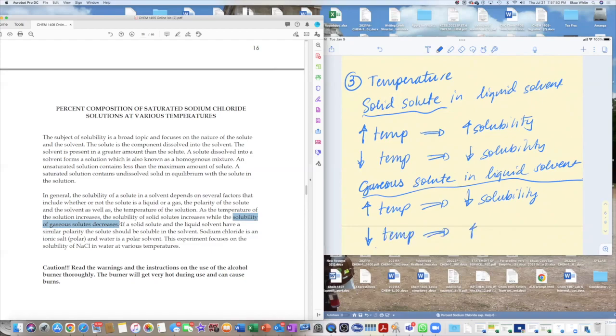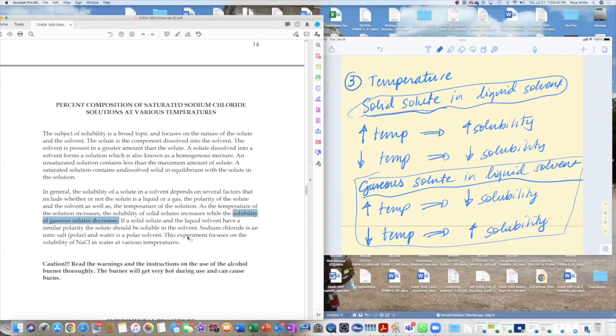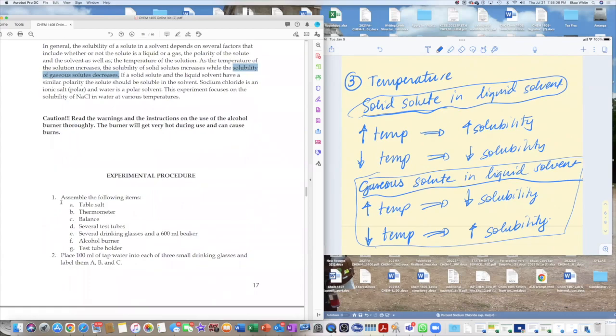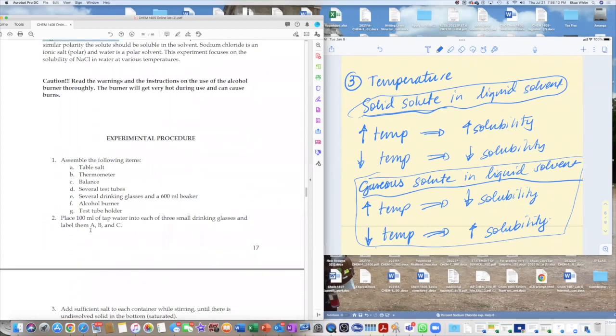So lower temp works better for gases. Lower temperature increases solubility. So this is more like an FYI, right? Just random information. But this part doesn't apply to our lab because our lab is a solid solute in a liquid solvent. So now we are ready to work on the lab. Finally, you need to make sure you have all of the following items. I won't go through all of this.